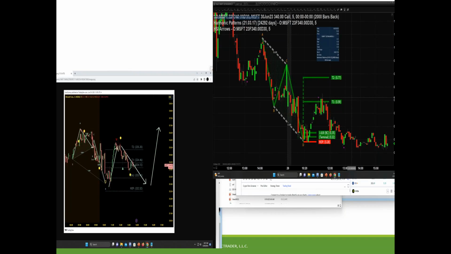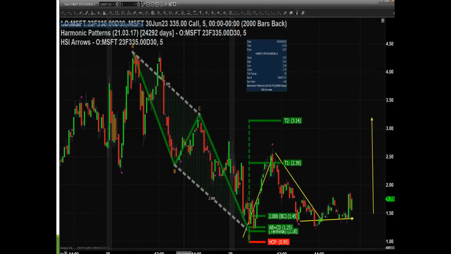and then you look at this right-hand chart, look at the option contract. Hop levels at 28 cents. Target 2 is at 77. You don't really feel too confident about it, but everything that you need to see is there. I mean, check it out. There's the 335s.